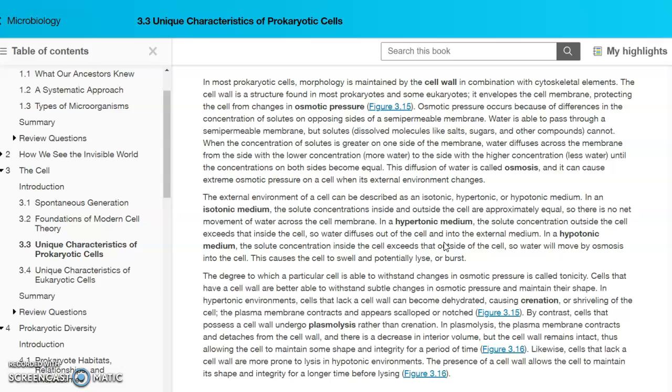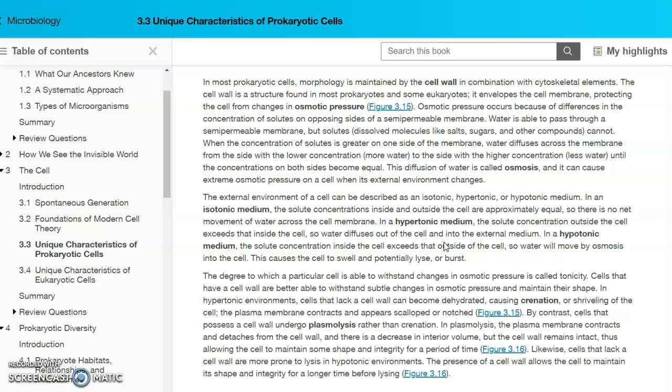The morphology, or the shape, the structure of the bacterial cell is maintained by the cell wall. It's found in almost all prokaryotes. There are a few exceptions. We also see the cell wall in some of our eukaryotes, like I mentioned before. But it is on the outside of the cell membrane, and it protects the cell from changes in osmotic pressure.